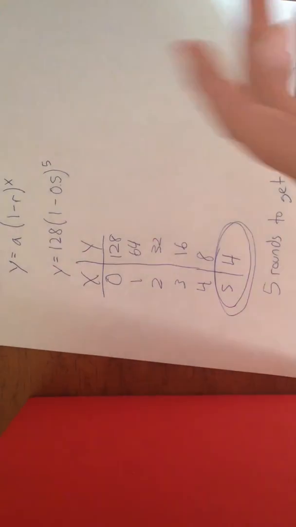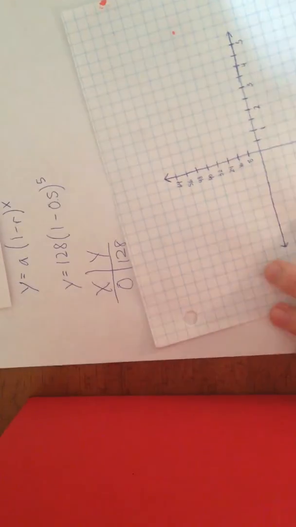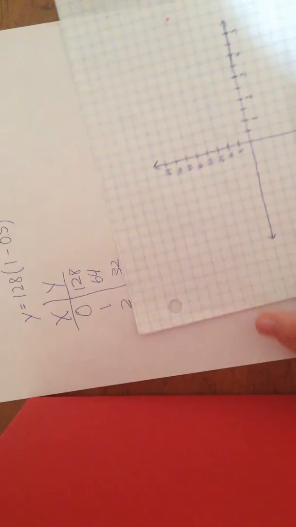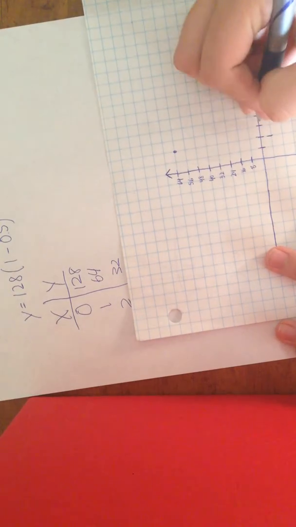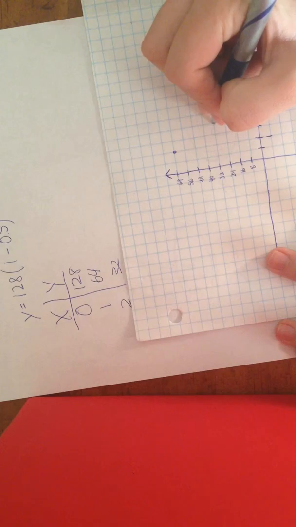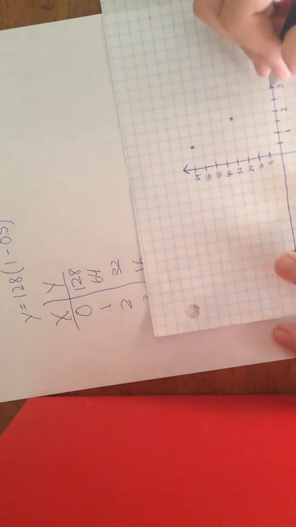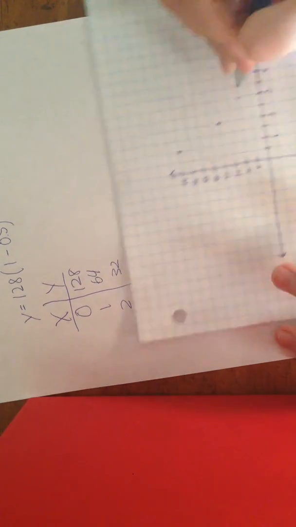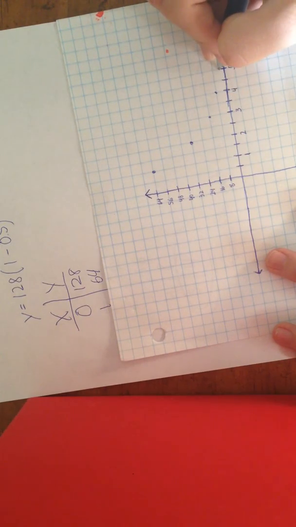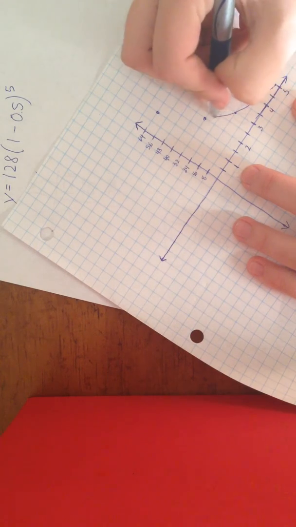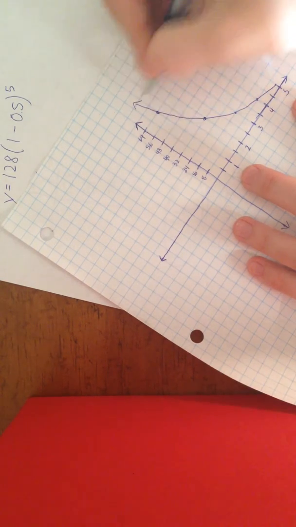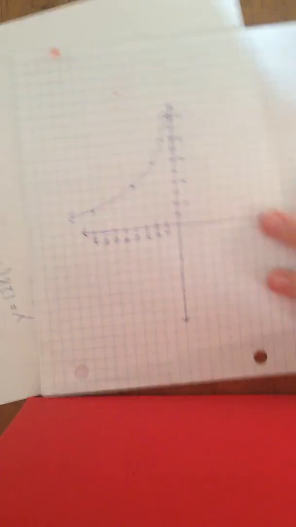And if we were to graph this, we'd simply sketch out our graph and plug in our coordinates. So 0, 128, can't do that. 1, 64, 2, 32, 3, 16, 4, 8, and 5, 4. Connect all the dots. And we have our exponential decay graph.